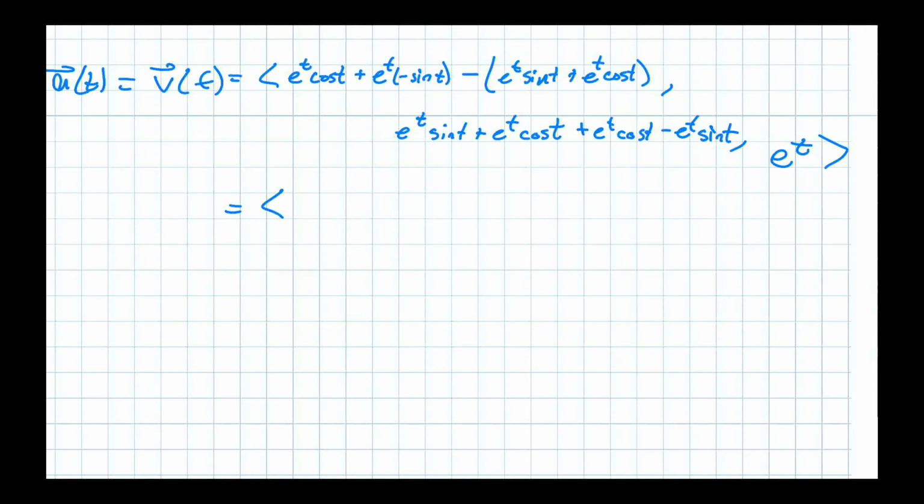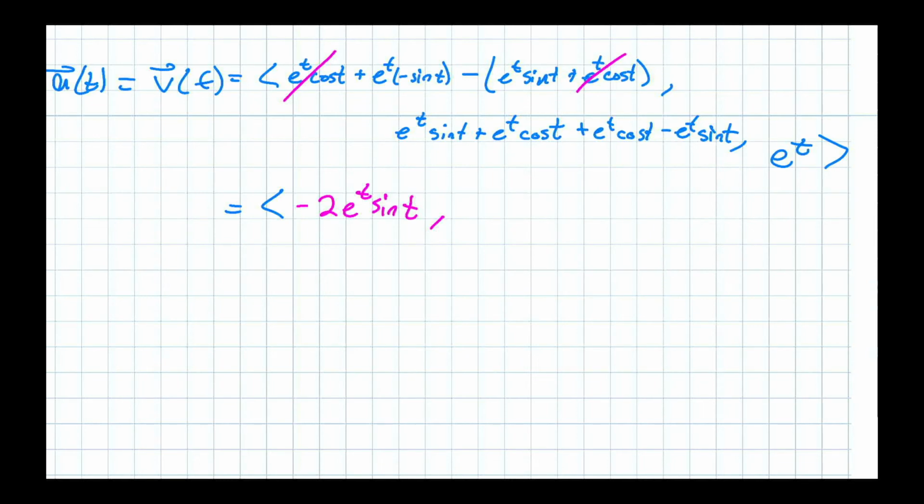So in this first component here, you've got e to the t cos t minus e to the t cos t. That's going to cancel. And then here you've got negative e to the t sine t minus e to the t sine t. So these are not going to cancel. These are going to combine, and you're going to get negative 2 e to the t sine t.